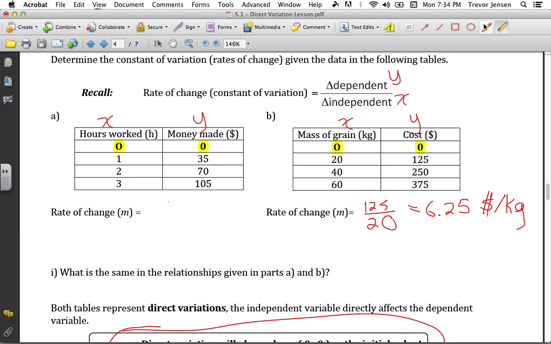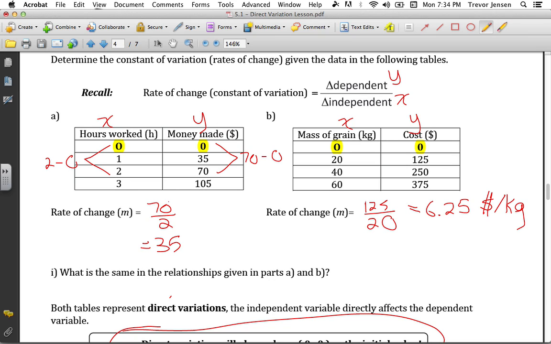Okay, so let's say I wanted to calculate the rate of change using the first and the third data point. So I'm going to calculate the difference between the first and the third. So that's 70 minus 0, and I'll have to do the first and the third for the x's as well. So that's 2 minus 0 to get the difference there. So now I need to do change in y over change in x to get my constant of variation. And I get 70 over 2, which is 35. So once again, I got 35 as my constant of variation.